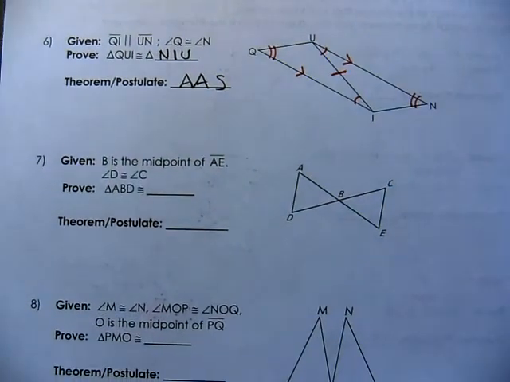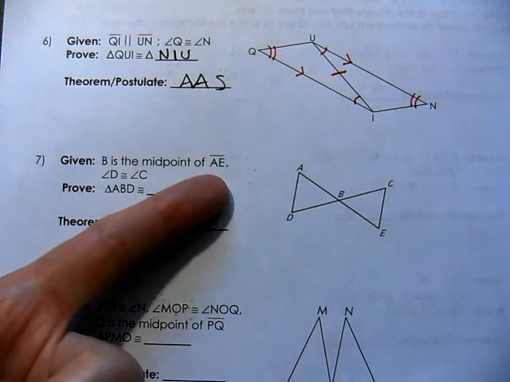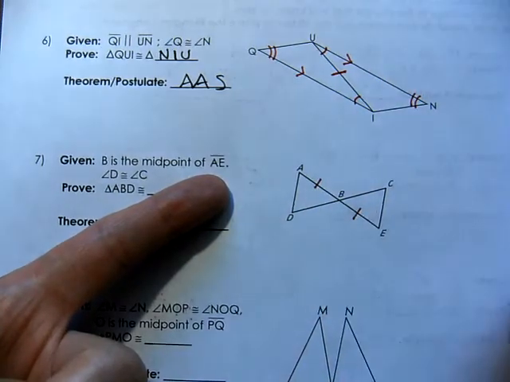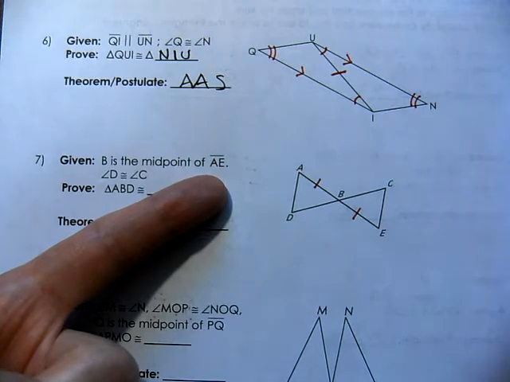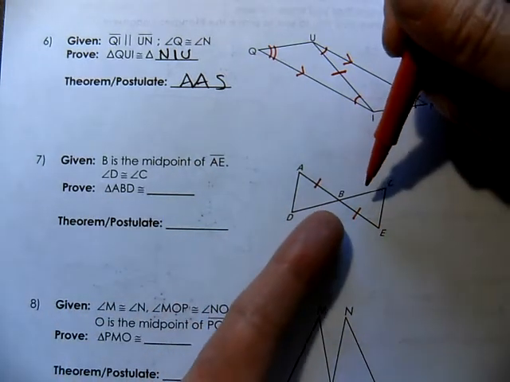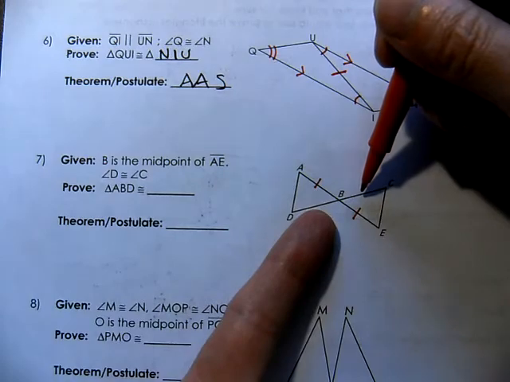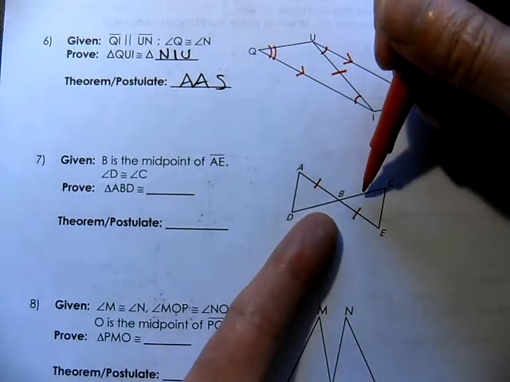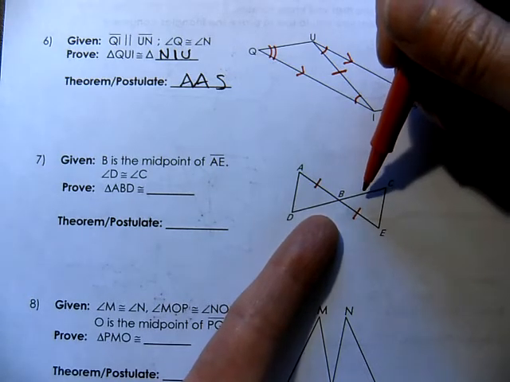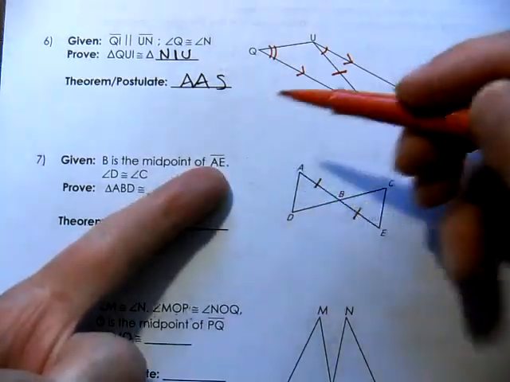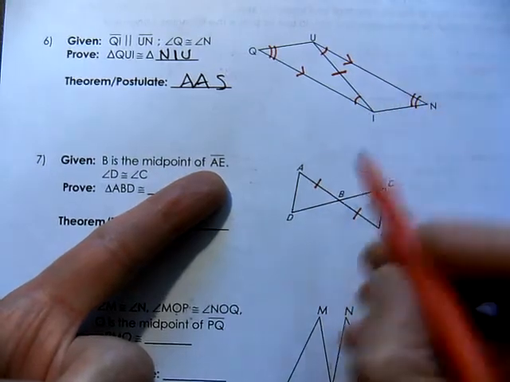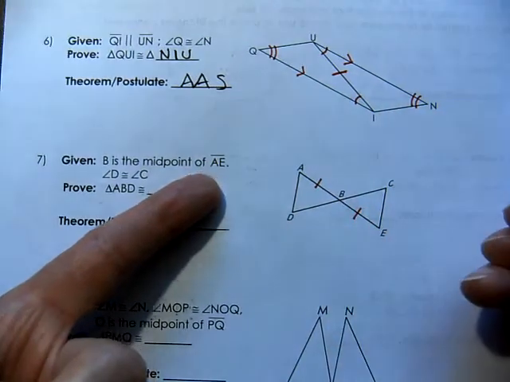Here's number 7. B is the midpoint of segment AE. So we have tick marks here and here. I have a question for you. Should we also put tick marks here and here on the segment on either side of point B? Is point B a midpoint of DC? The answer is no, we should not. Maybe it is, but that's not what we're given. We are only told that segment AE has the midpoint, so that's the only segment we can mark up. We cannot mark up the other segment.